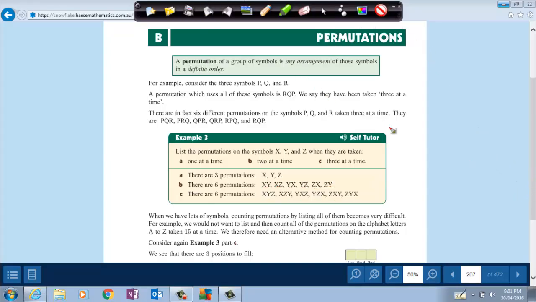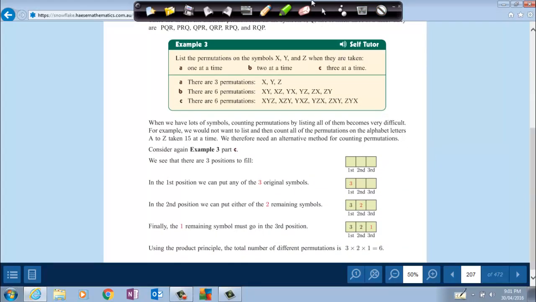Now there's obviously got to be a quicker way than trial and error like that, and the quicker way is explained here. If you were to do say 3 at a time, then for the first letter there are 3 possibilities. It could be X, Y or Z. Now once that's been used there, that means there's 2 letters left. There's Y and Z, so there are 2 possible ways for the second position. And then once that letter's been used, there's 1 letter left, and so now we've got 3, 2, 1.